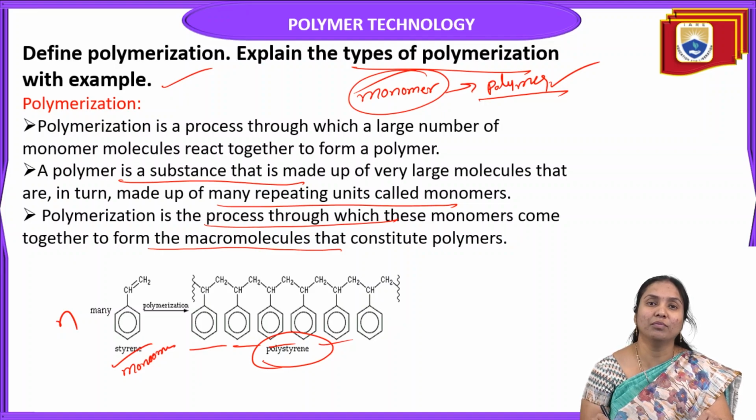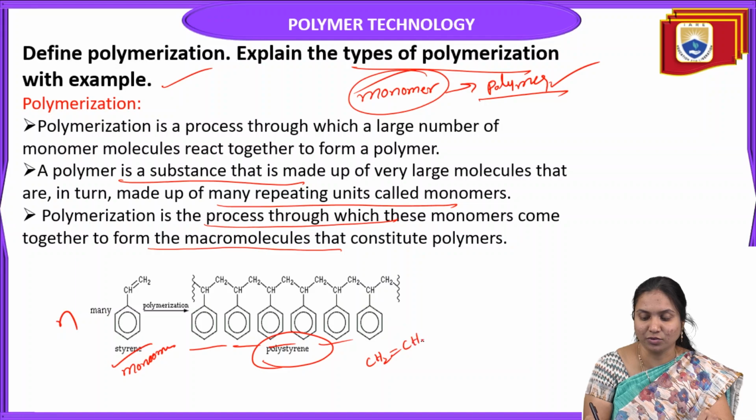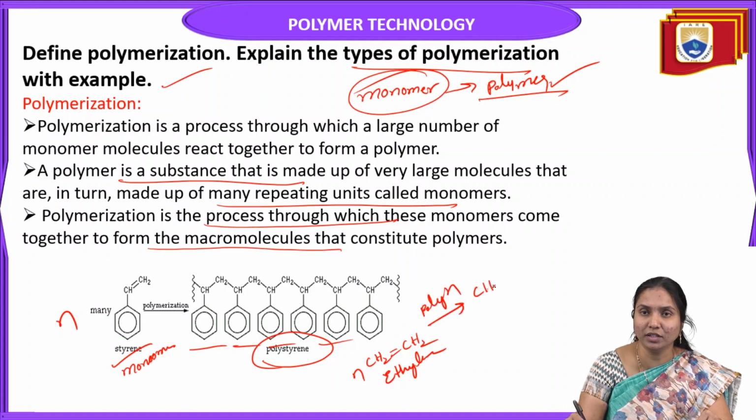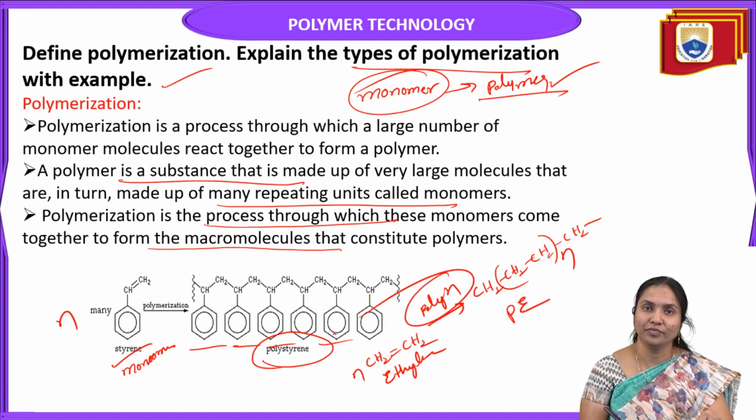This process is called polymerization. Or otherwise, ethylene. The ethylene monomer is CH2=CH2. A number of ethylene monomers undergo polymerization, repeating several times to form polyethylene. So polymerization means a monomer converts into a polymer, or a low molecular weight compound converts into a high molecular weight compound.